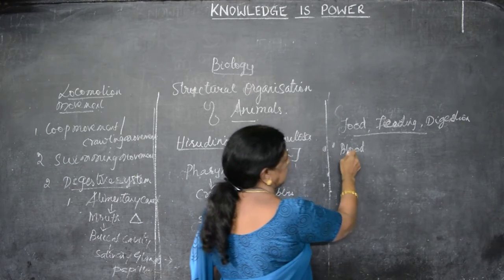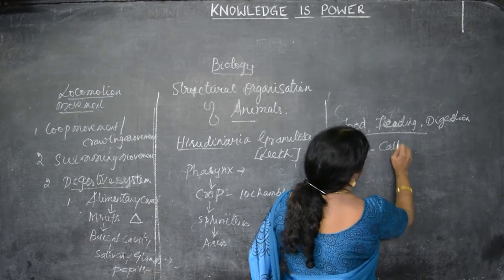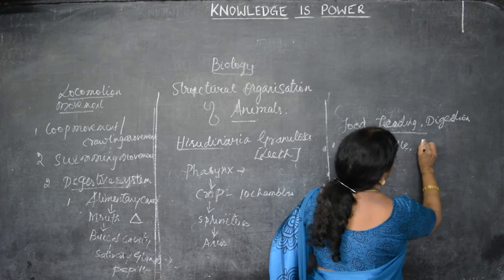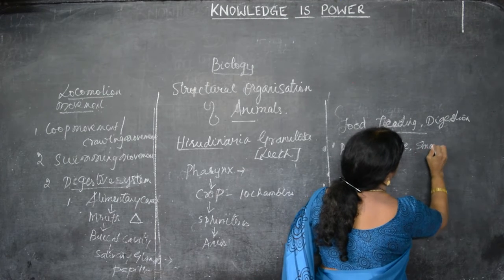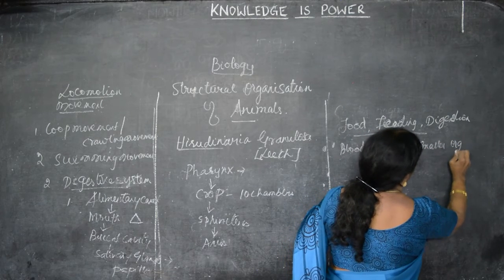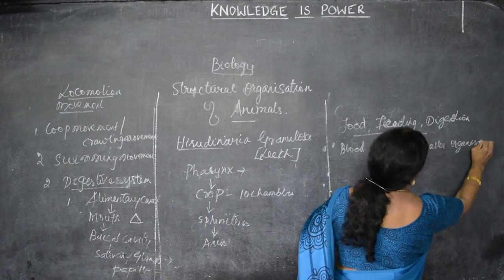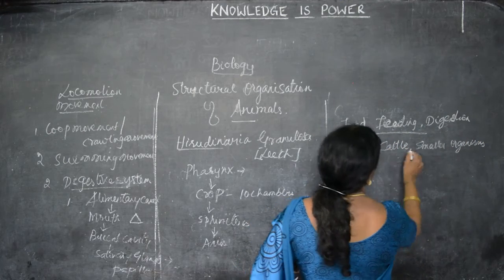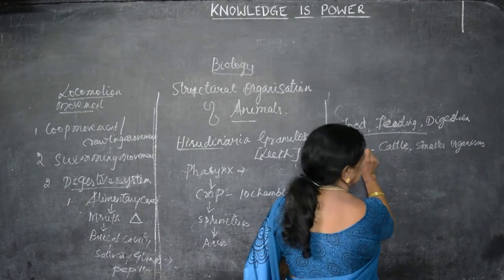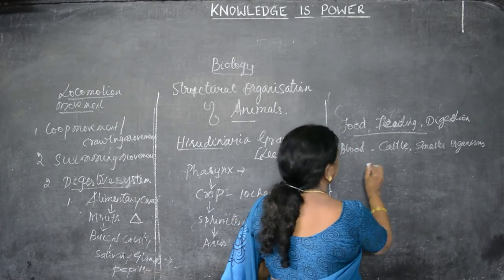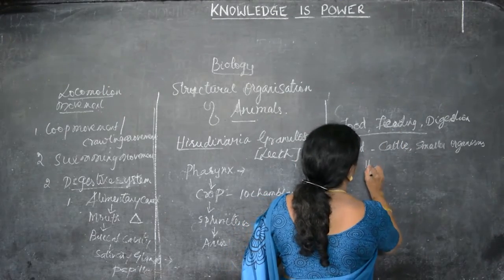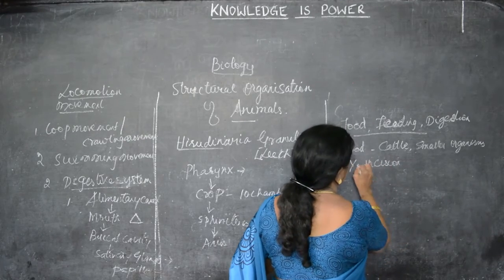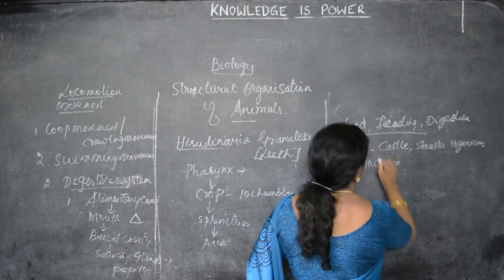The food, I said already, is the blood from any animal. What is the food of the leech? Blood only. From cattle, any other small cattle, four-legged animals, or any other smaller organism. While sucking the blood using suckers, it makes a small incision. Incision means what? Cut. It makes a Y-shaped incision and sucks the blood from the animals.